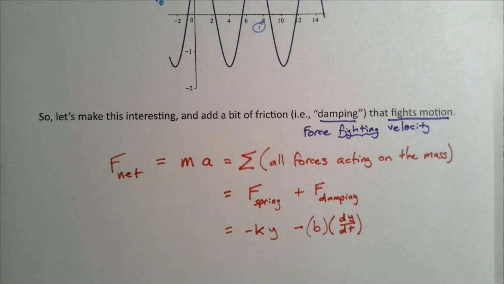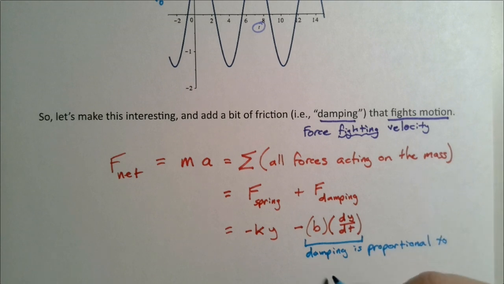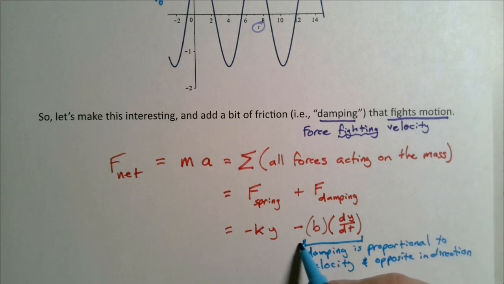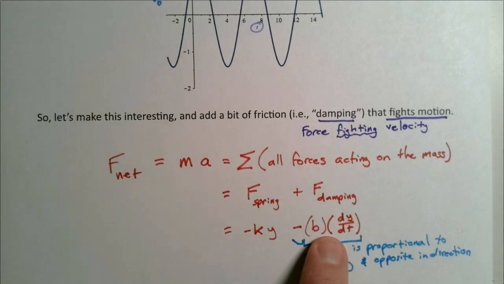And so the argument that we're making here is that damping is proportional to the velocity and opposite in direction. You can tell it's opposite in direction because, of course, I should include the negative there. So it's in the opposite direction of the velocity, so it's always going to be fighting whatever the velocity is doing. If the velocity is positive, then this will be a negative force. If the velocity is negative, then this will be a positive force.